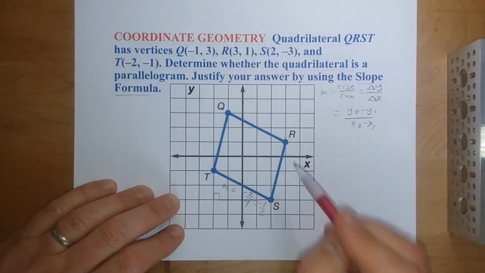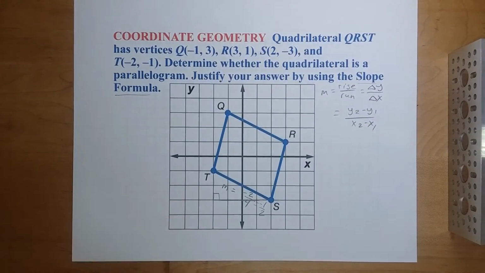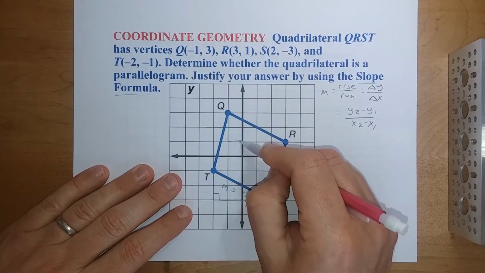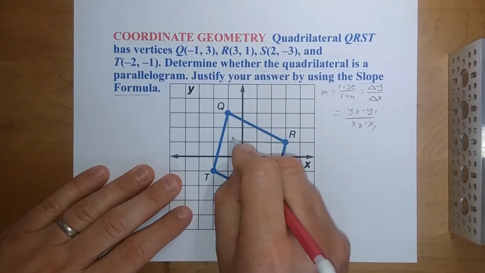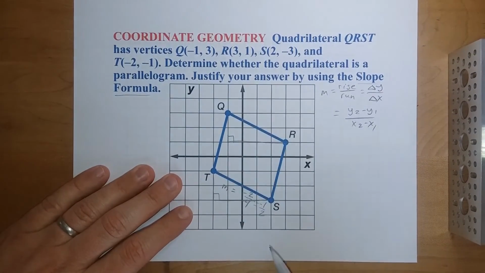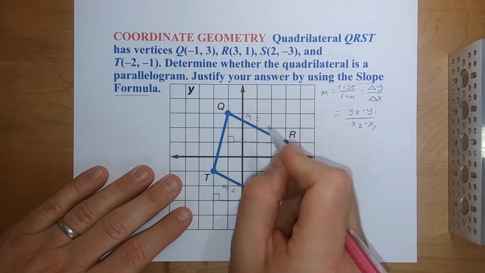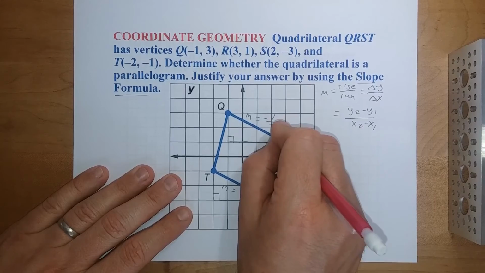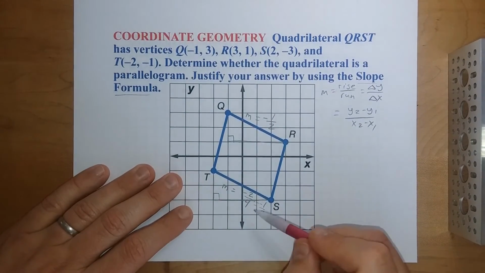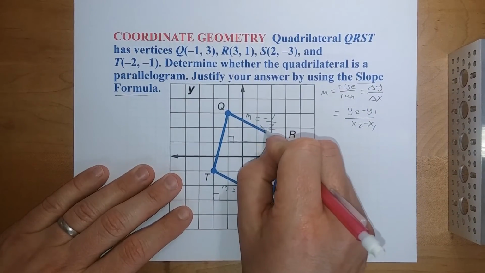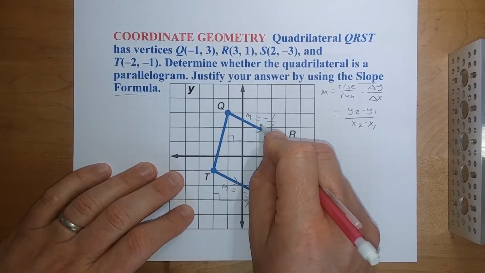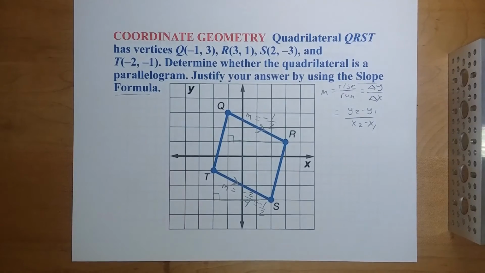Let's take a look at QR and see if we have the same slope. If we don't have the same slope, we can immediately say this is not a parallelogram, and we're done. However, it looks familiar here. Going from Q to R, my slope, I go down 2 over 4. That's negative 1/2. If I know these two have the same slope, I'm just going to go ahead and mark them. Those are parallel. Okay.